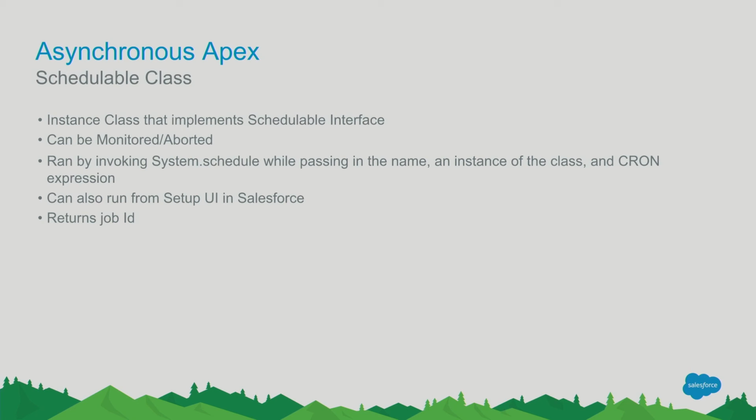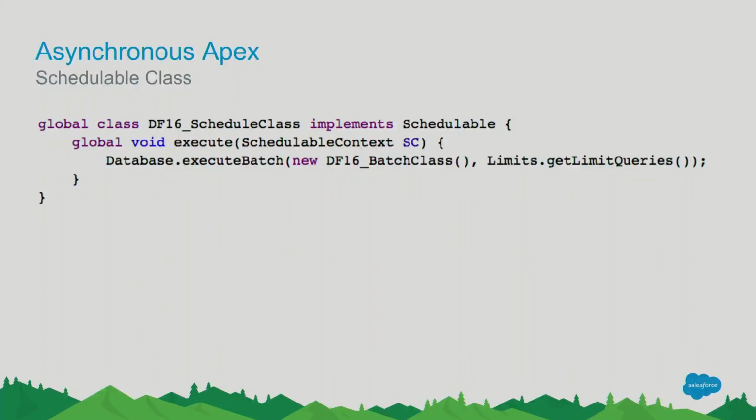You can invoke it by running the System.schedule while passing in the name, the instance of the class, and then the cron expression. And you can also set it up from the Salesforce UI, right in the scheduled jobs. And they always return that job ID, so you can use that in subsequent transactions to monitor the schedulable class.